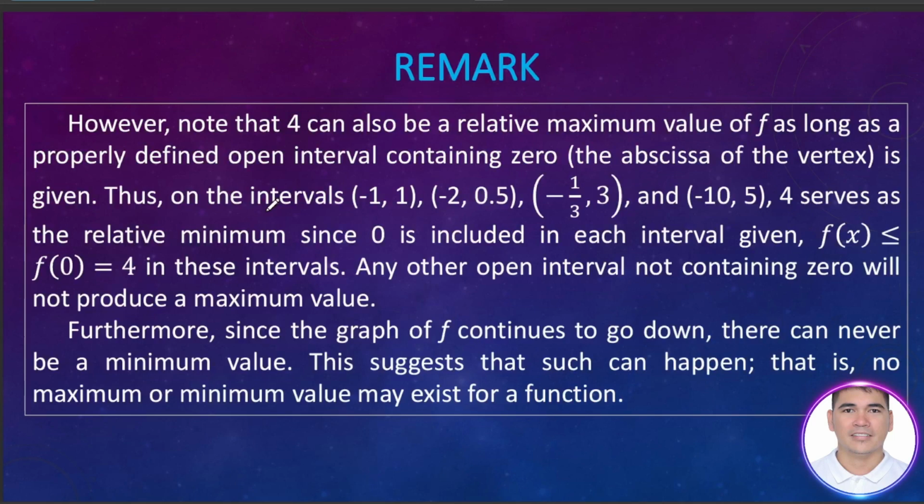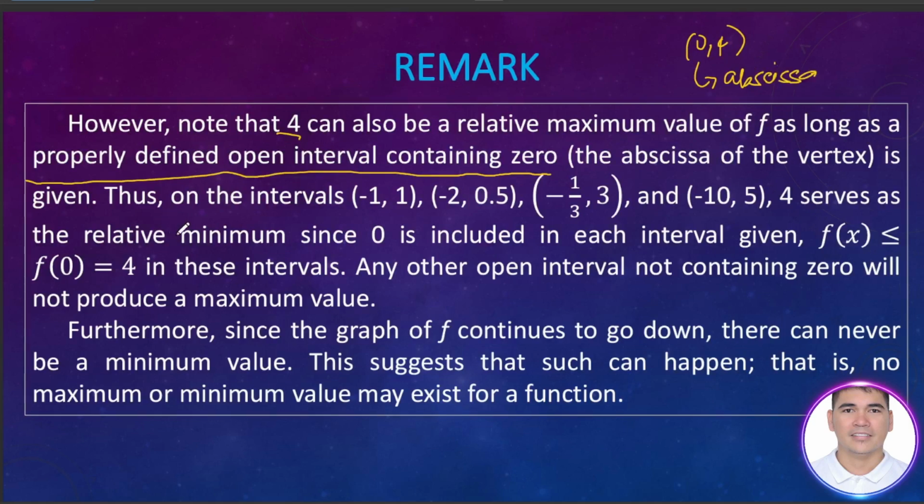However, note that 4 can also be a relative maximum value of f. This is a consideration with regards to the relative maximum value, as long as there is a properly defined interval containing 0. So this is the condition. It can be a relative maximum as long as it is a properly defined open interval. Earlier we talked about interval to interval, and it must contain 0, which is the abscissa of the vertex. Our vertex is (0, 4), and 0 is our abscissa.